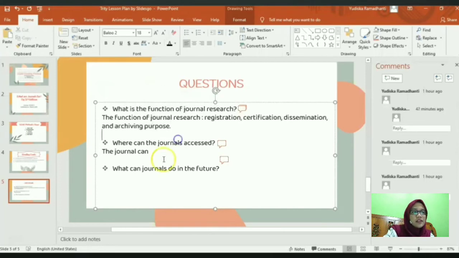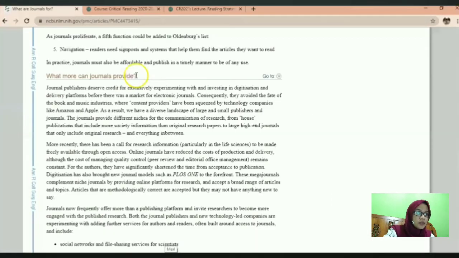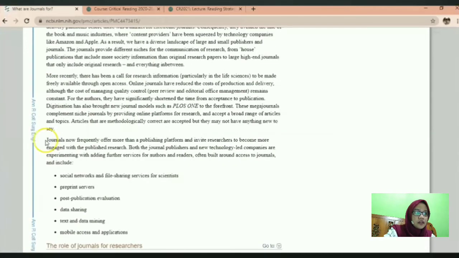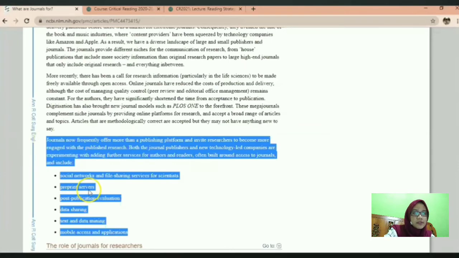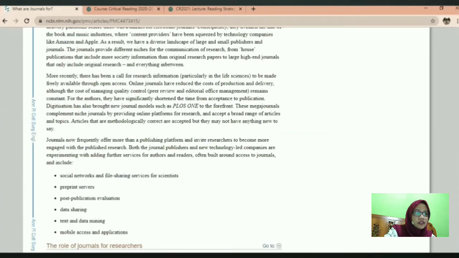After that, the second question is, where can the journals exist? Let's take a look at the article again. And I will check the second key heading. What more can journals provide? And I got my answer here. Often built around access to journals and include social networks, preprint servers, publication evaluation, data sharing, text and data mining, and mobile access and applications. So I can answer it here.